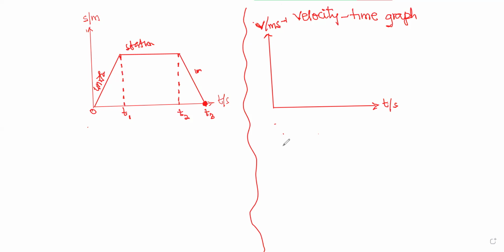Let's use data. So V in meters per second, T in seconds. When time is 0, motion has not started, so velocity is 0.